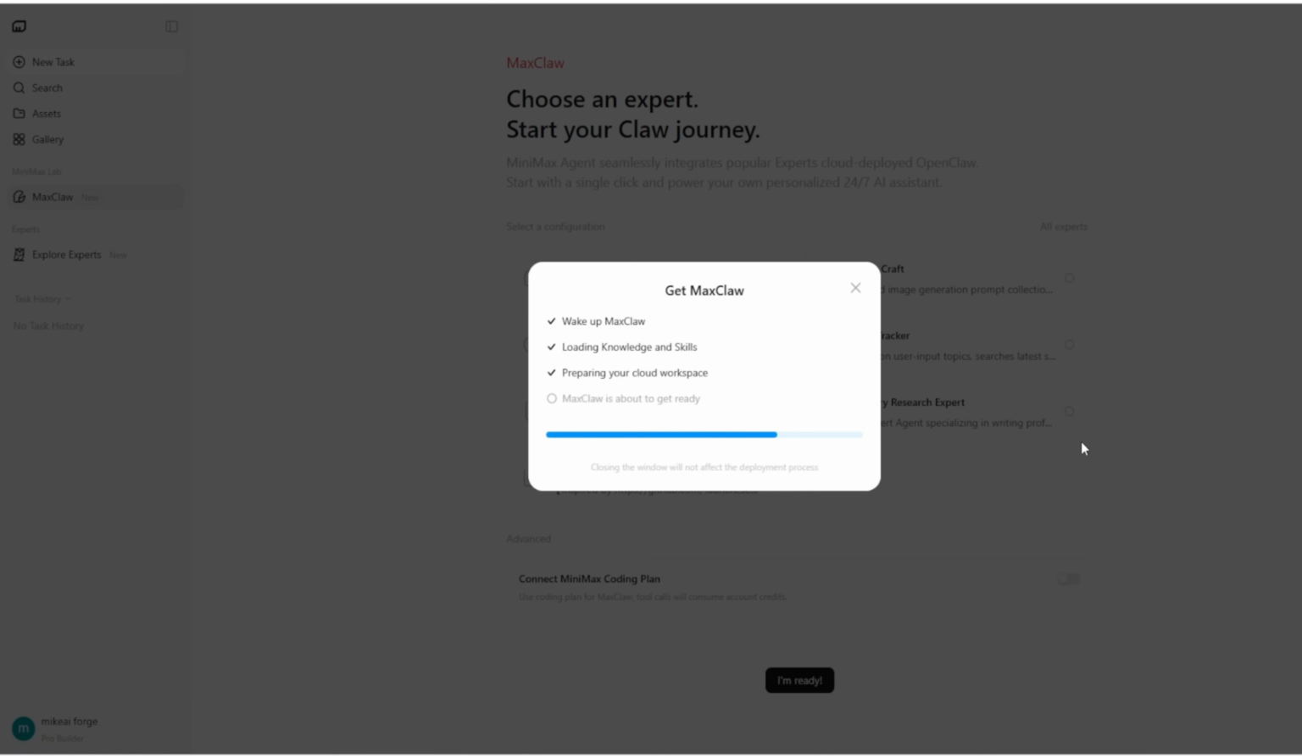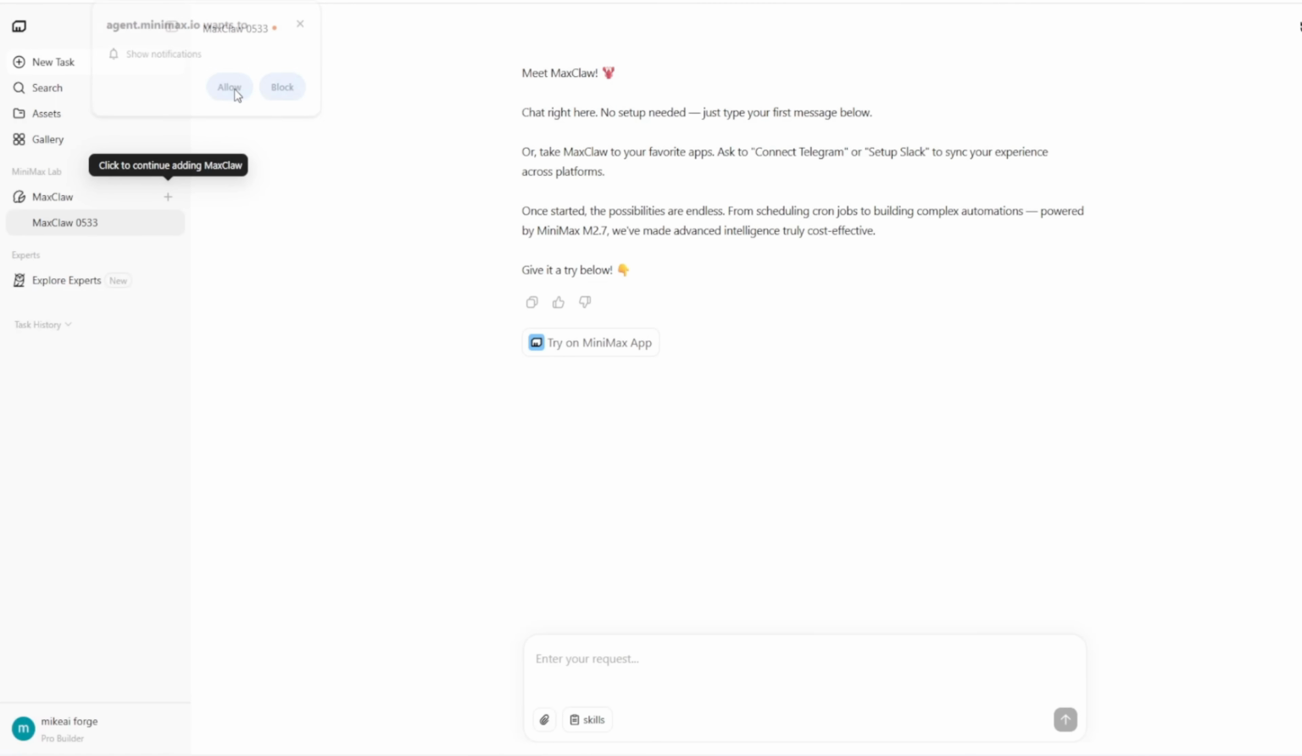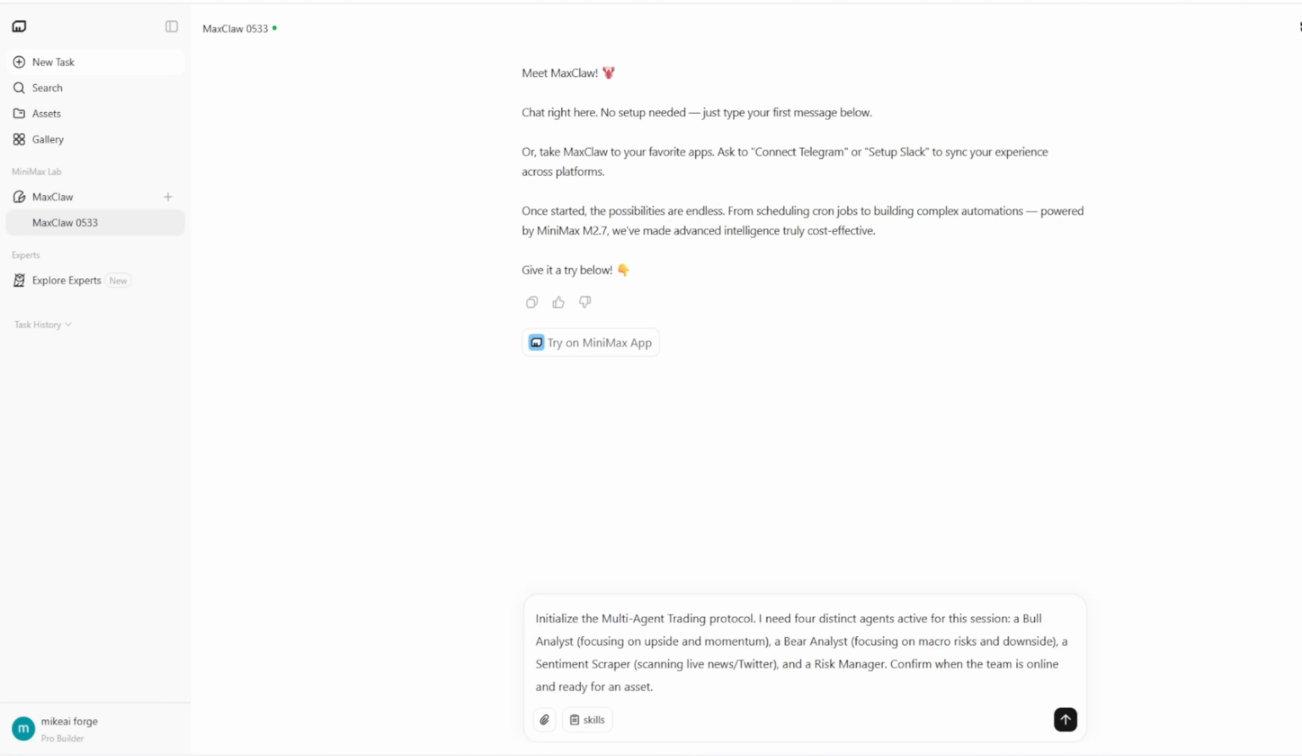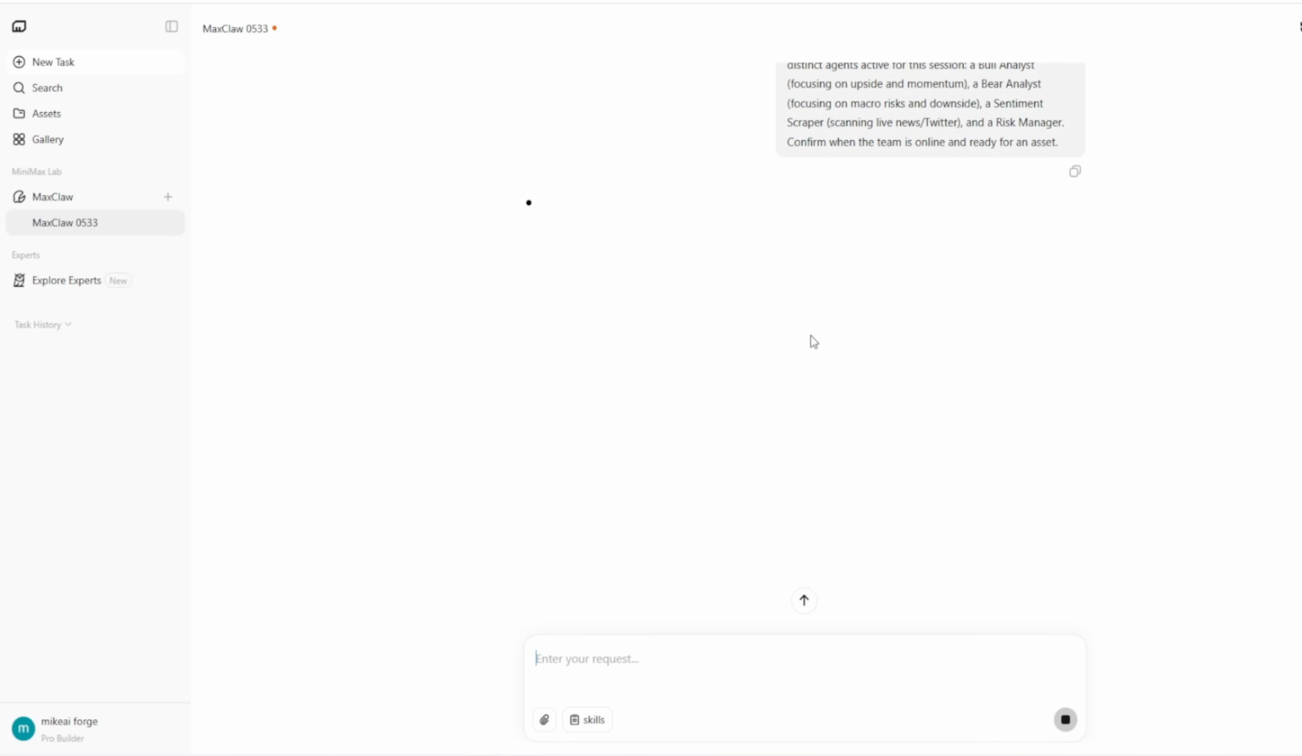We start right here in the MaxClaw dashboard. Instead of choosing a basic assistant, we are selecting the multi-agent trading expert configuration. When I initiate this session, MaxClaw is not just spinning up one LLM, it is orchestrating a highly complex hierarchical swarm. Look at the initialization prompt on the screen. We are deploying 4 distinct specialized agents for this session. A bull analyst to focus on upside momentum, a bear analyst to ruthlessly target downside risk, a sentiment scraper to actively pull live news and social data, and finally, a risk manager to synthesize the arguments and confirm when the team is online. This is a digital boardroom built in seconds.